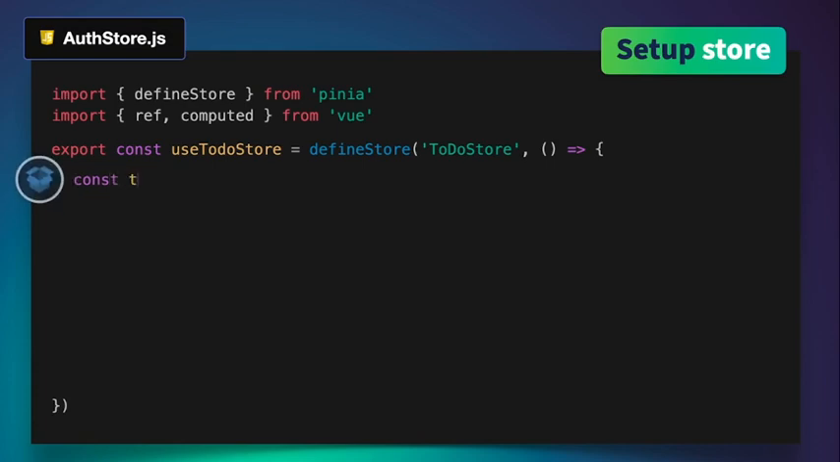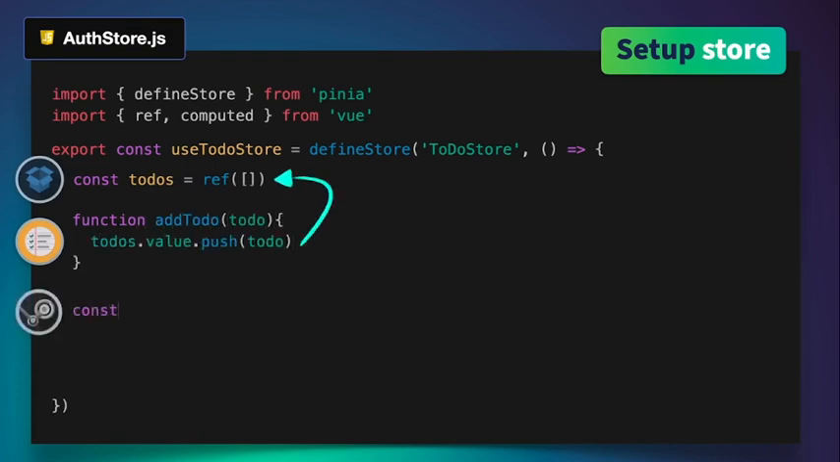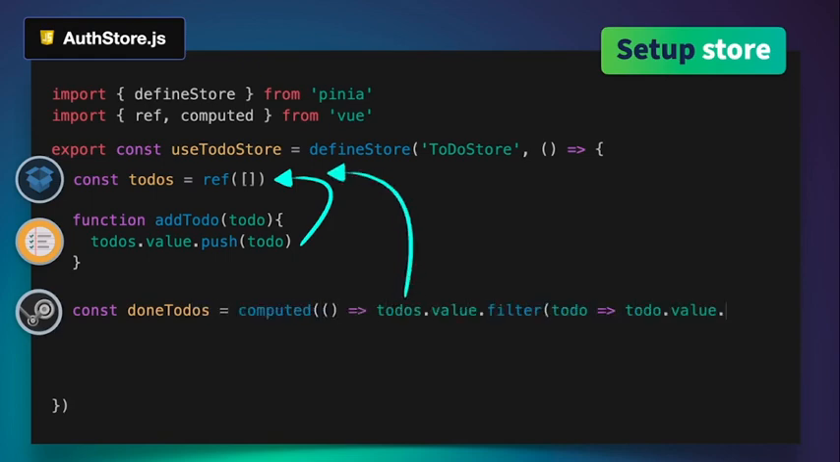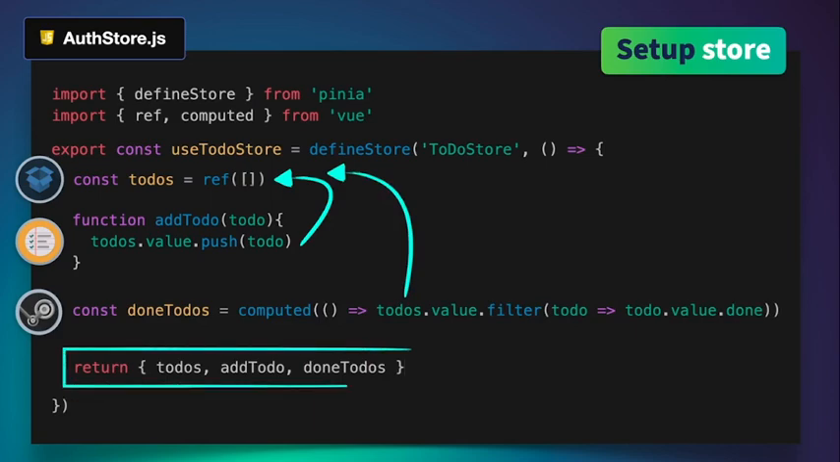We create state with ref or reactive. Our action is simply a function, and our getter is a computed property. Note how we need to return everything in an object to make it accessible to other files and trackable by DevTools.